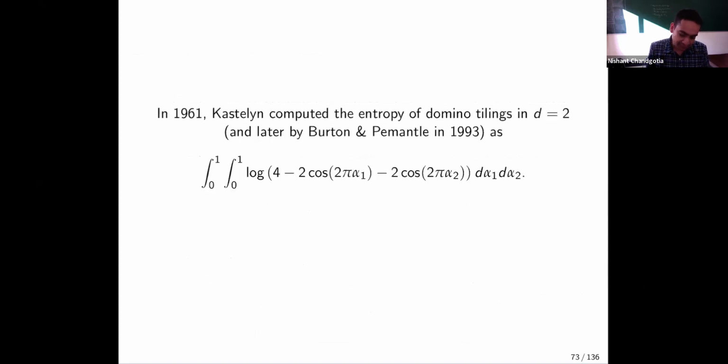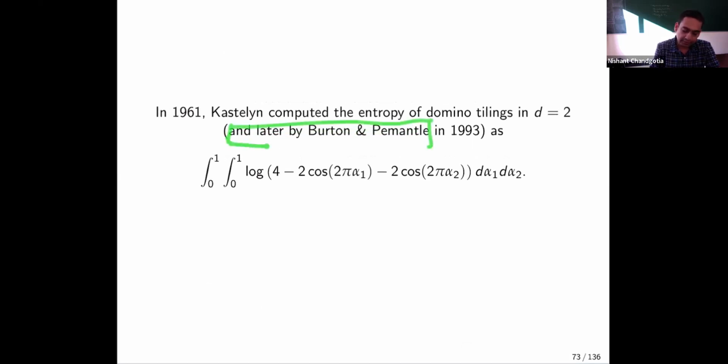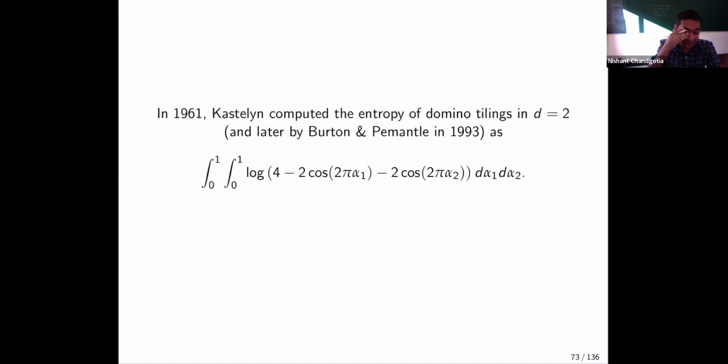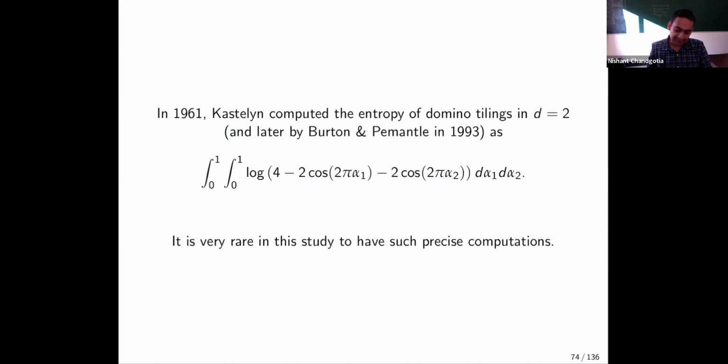And indeed, in 1961, Kasteleyn computed the entropy of domino tilings in 2 dimensions. So he didn't exactly do that. He computed tilings of a box, but one can actually use it, with some tricks, and show that it gives you the entropy of the entire object. And it was this nice, beautiful formula which comes about because of various structures called Pfaffians, which are associated with them. An important thing that I would like you to note here is d equals 2. But as Kaushik was saying, it is very rare in this study to have these precise computations. In fact, even having some sort of approximation is a very hard question. And there's a very important theoretical reason for that.